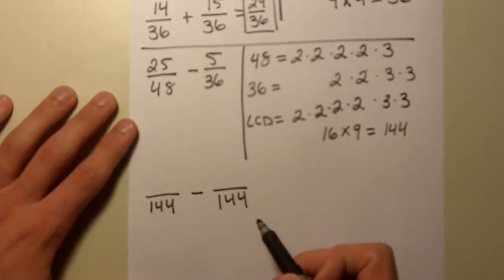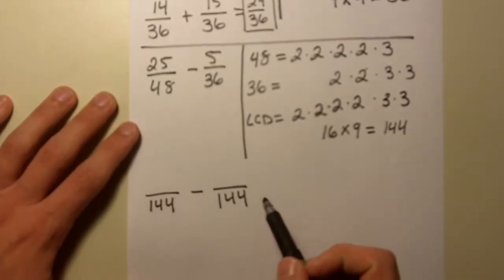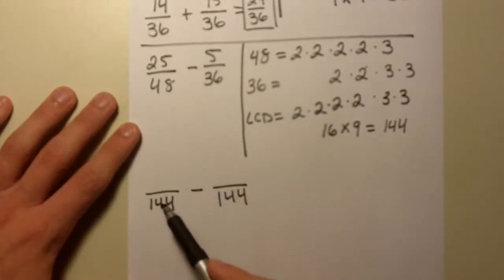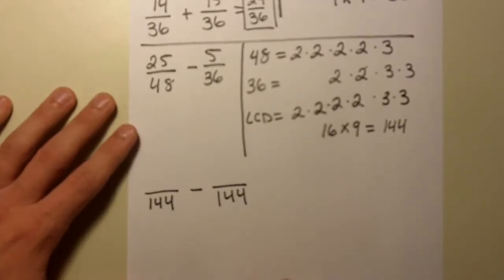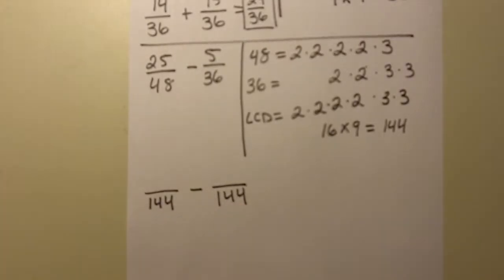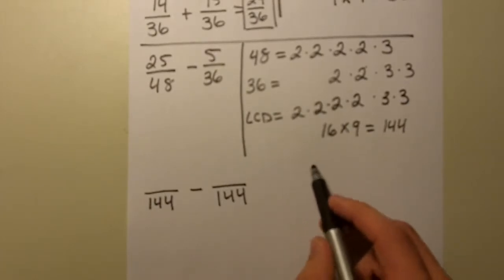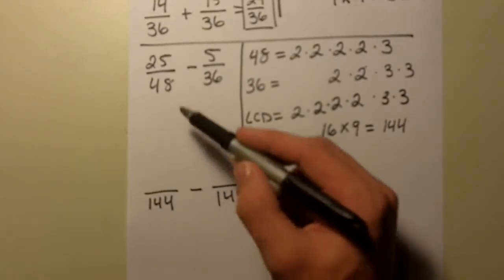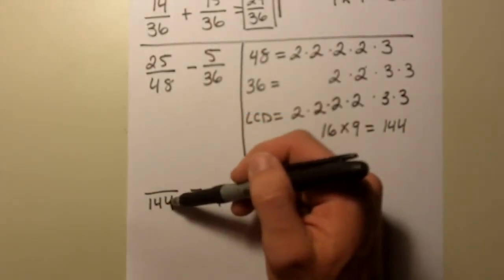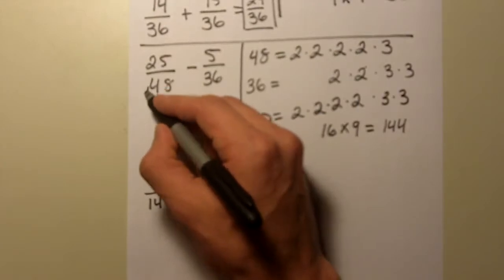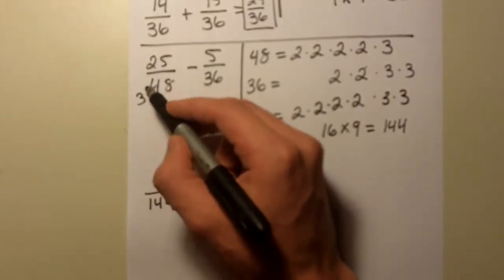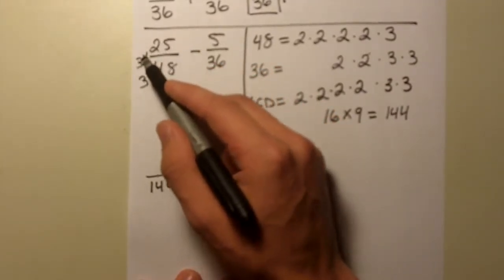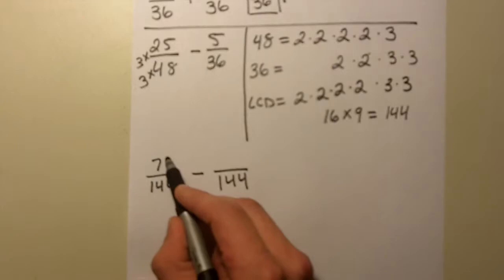So now what are we going to do? Well, we have to figure out how many times we multiplied 48 to get 144. And that might be a little tricky here. So what we'd do is we'd put 48 into 144, and we know that 8 times 3 is 24. That's a 4 there. So we're just going to guess that it's 3. So we're going to multiply the top by 3 as well. Okay, so 25 times 3 is 75.